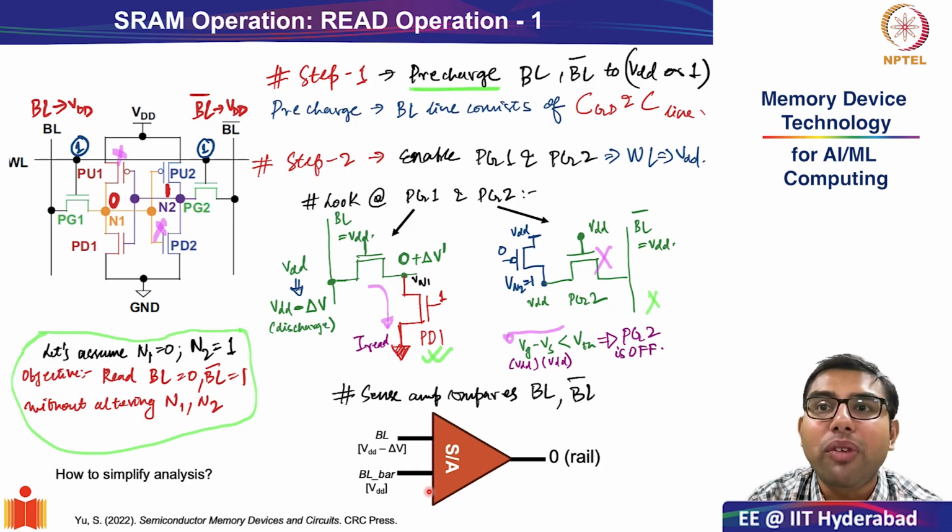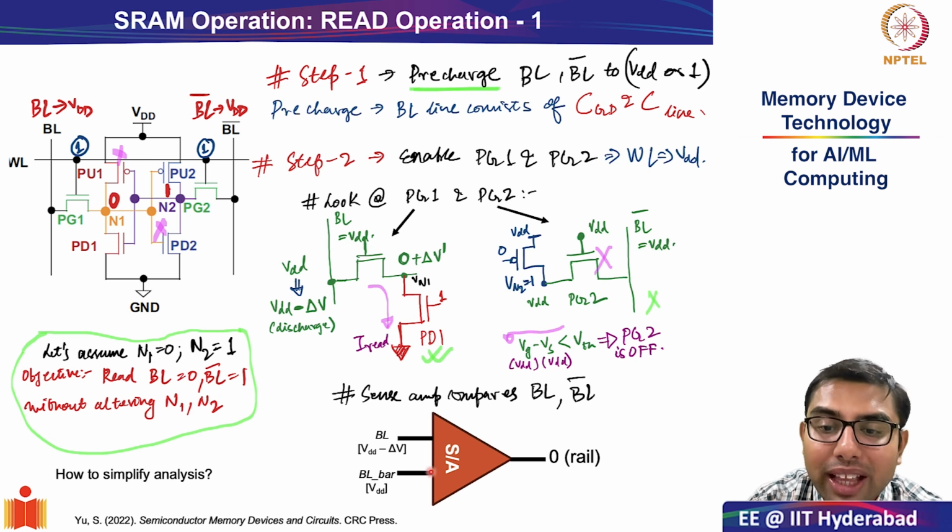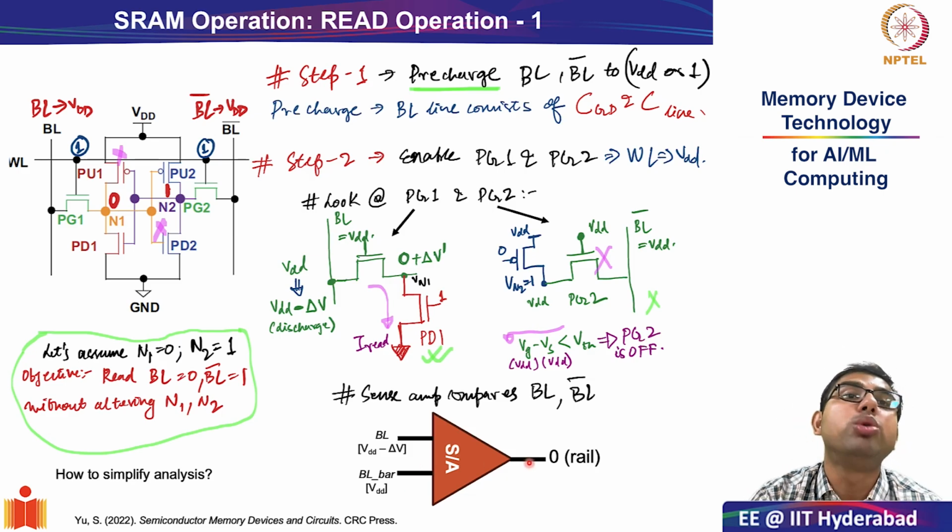What was the sense amplifier? It senses small differences in voltage between the two terminals and decides whether bit line is greater or bit line bar is greater, and it pins the value to 0 rail or 0 logic rail. Okay, so this is the entire process of your read operation. This was a bit more complicated, so let me just give you a quick overview.